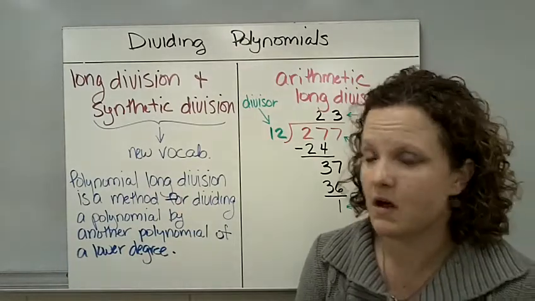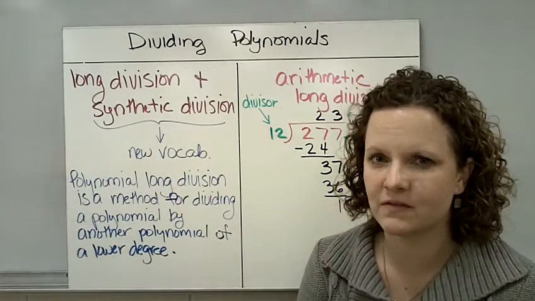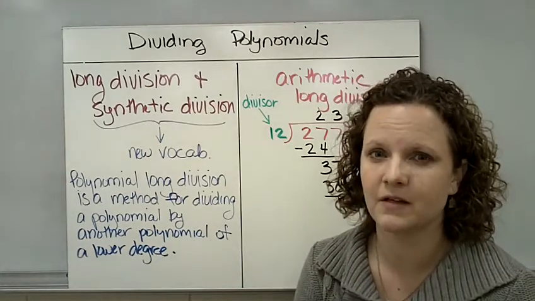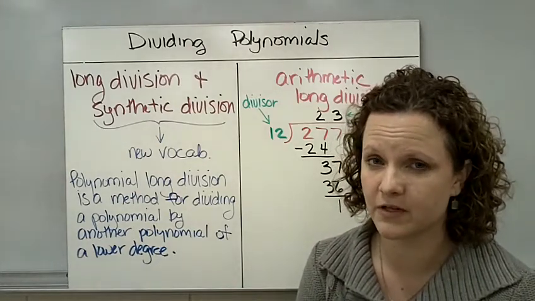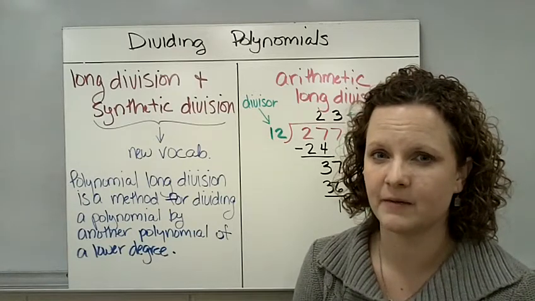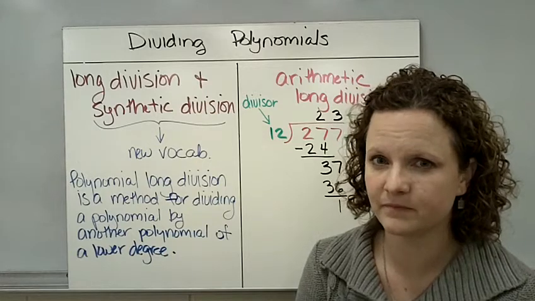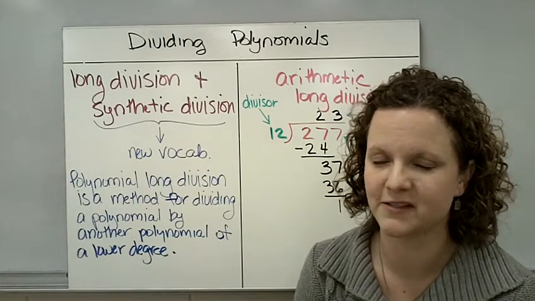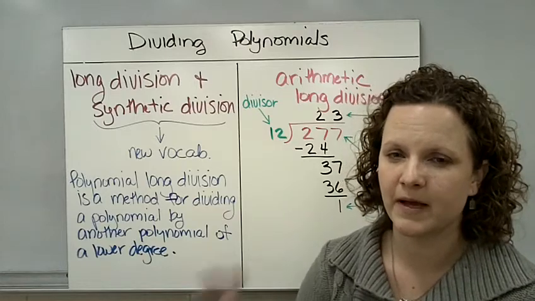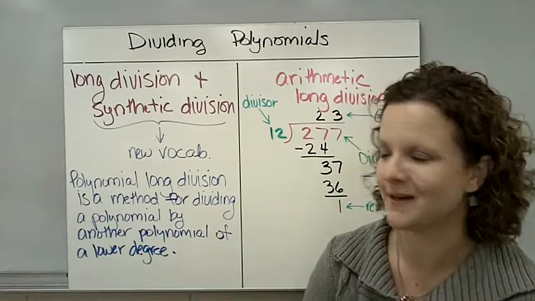So polynomial long division is a method for dividing a polynomial by another polynomial as long as the second polynomial is a lower degree. Just like with numbers, you can only divide by a smaller number unless you want decimals for answers, which we can't do with polynomials. So we're going to divide a polynomial by a polynomial of a lower degree.